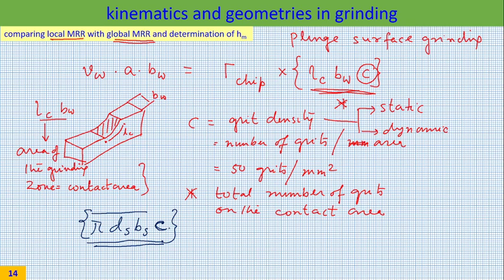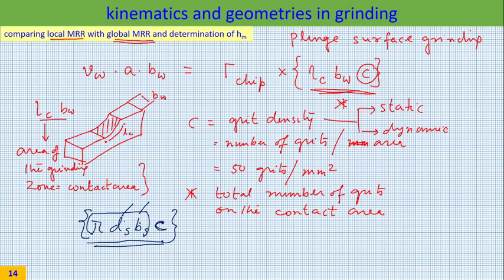Cutting speed of abrasive particles. Slowly, please speak loudly and slowly. What is your name, son? Murali, sir. What is pi ds into bs? First, let us concentrate on this particular quantity. No. Pi ds into bs. This is a distance unit. This is also a distance unit. This is the width of the grinding wheel. This is the diameter of the grinding wheel. So this is basically an area. What area is this? Murali, can you tell, or anyone can help Murali?